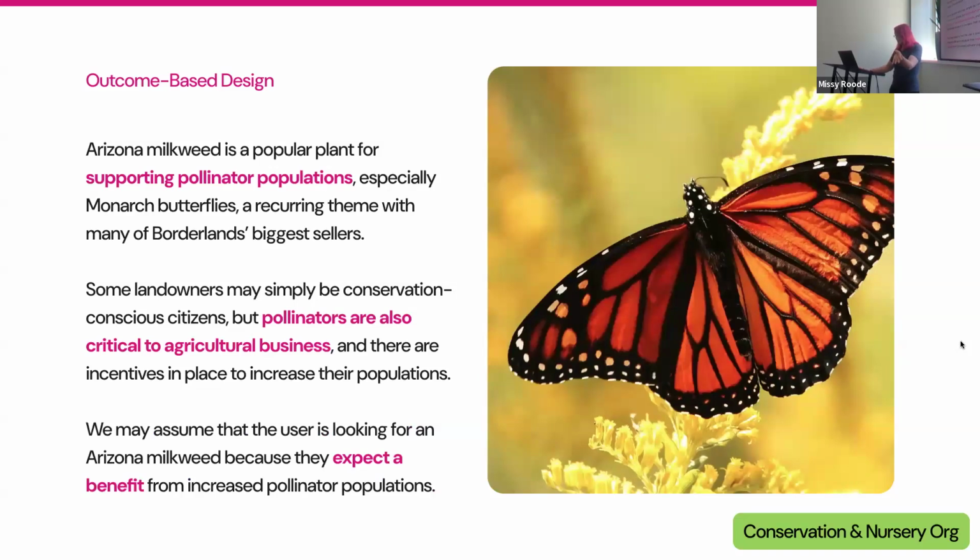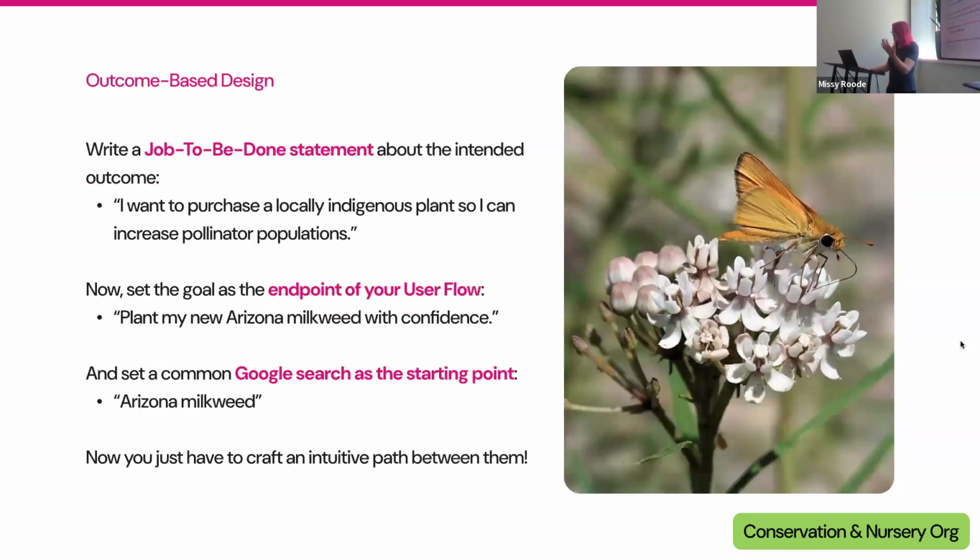So yeah, they're expecting a benefit, presumably from increased pollinator populations. And so from that, we might write a jobs to be done statement. So in this case, we might say, I want to purchase a locally indigenous plant so that I can increase pollinator populations. That's not necessarily something they would say, but it helps us frame their intended outcome.